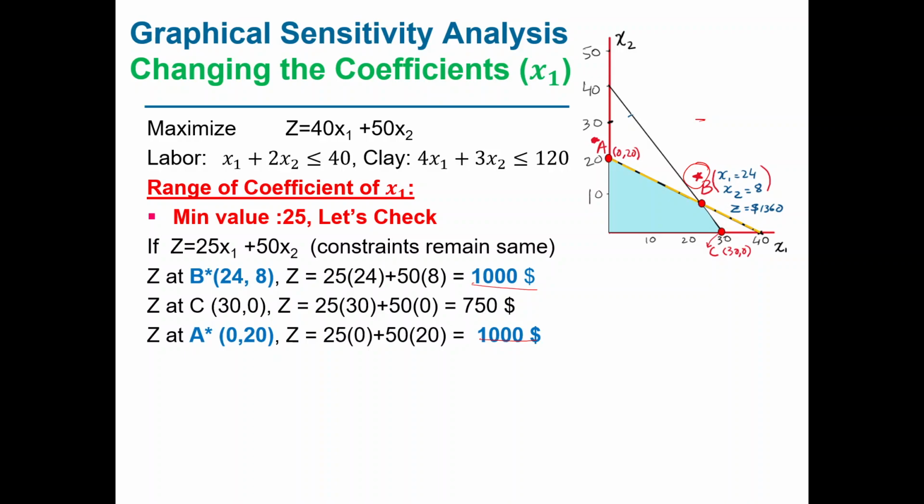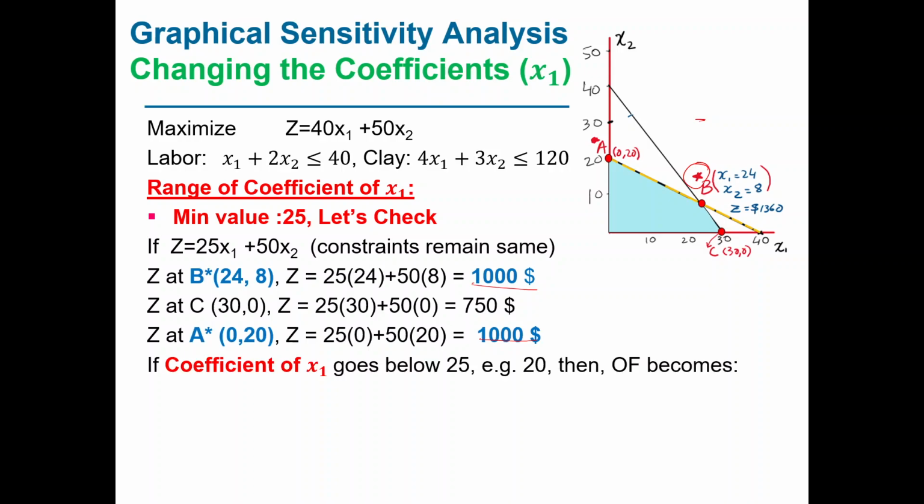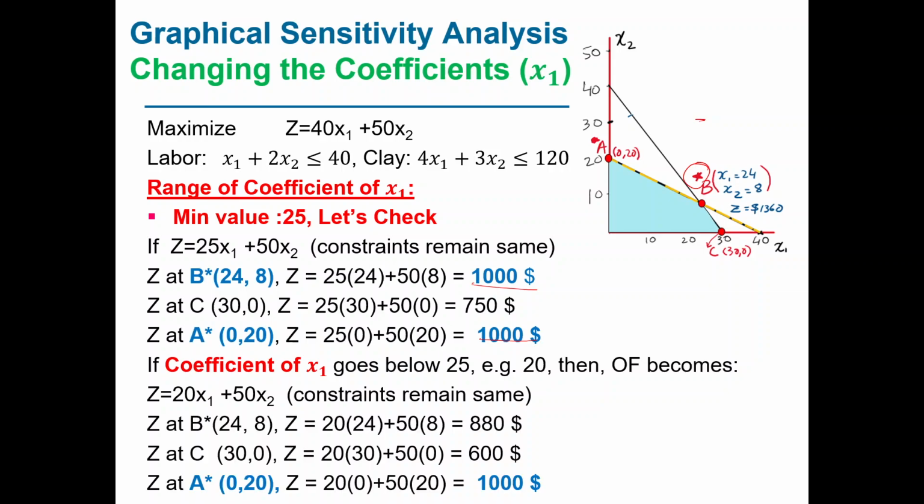Now let's see what happens when the coefficient of x1 goes below 25. Let's say 20. We again change the objective function, and we write it as z equal to 20 x1 plus 50 x2. We again find the profit z at the 3 points A, B, and C. I have not written them in the order A, B, C, I have just written them in the order B, C, A, so it doesn't make a difference. At B it is $880, and at A it is $1,000. Now the optimal point is not B, rather it has become A.